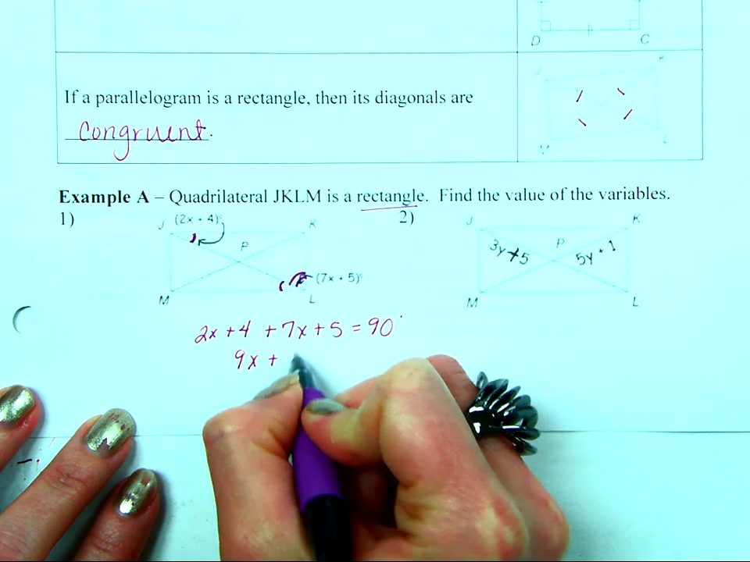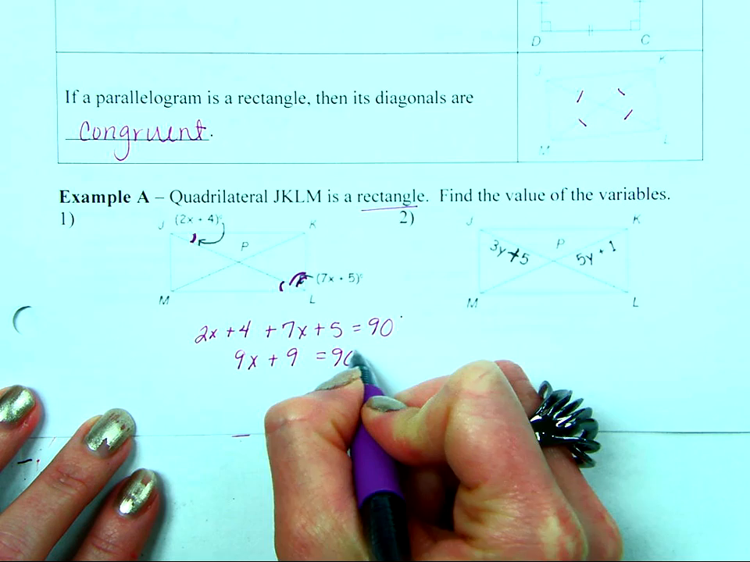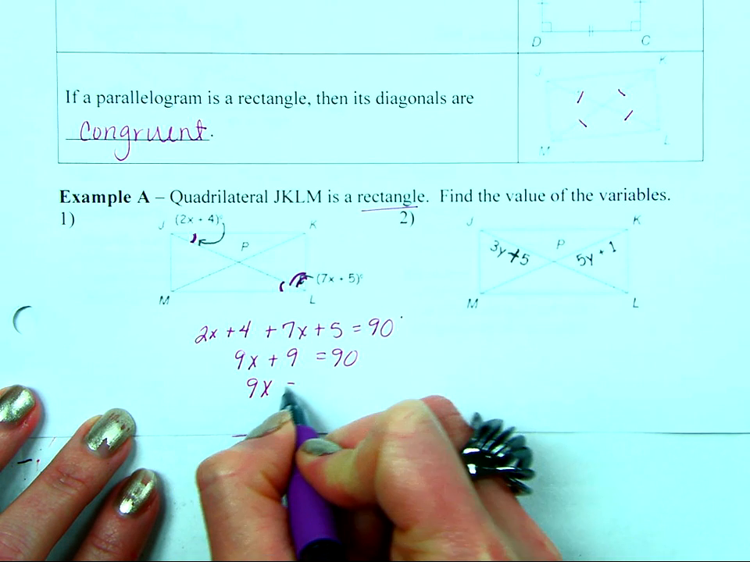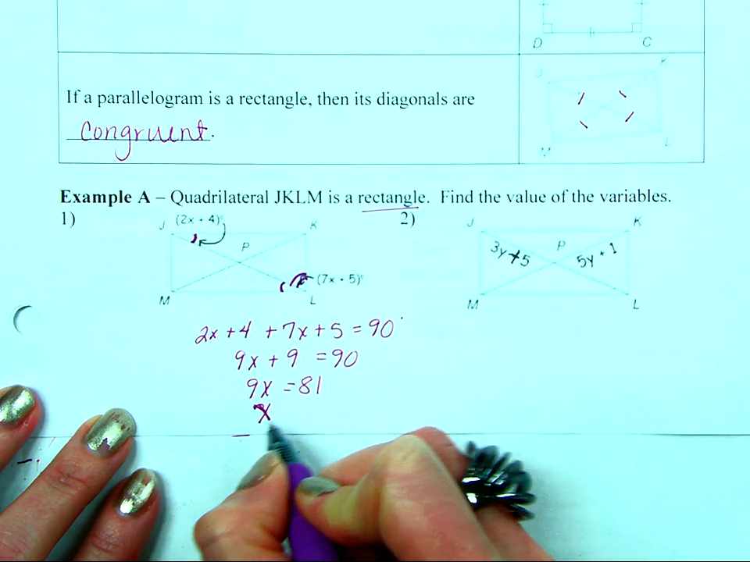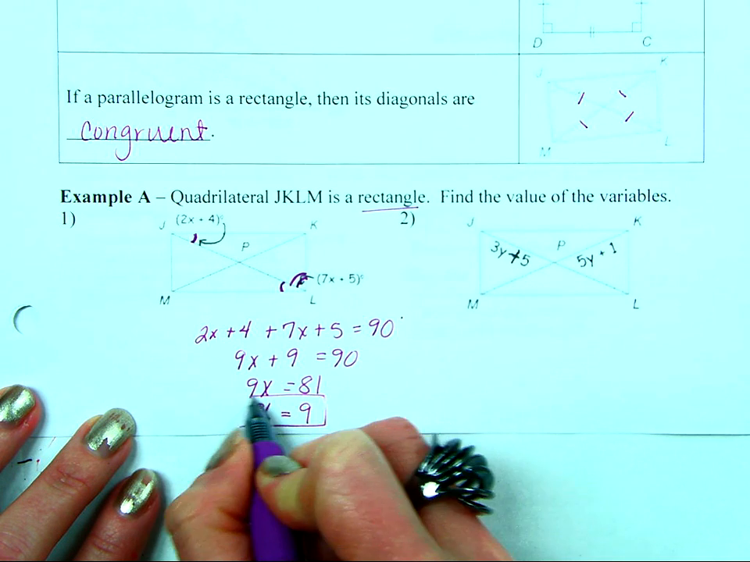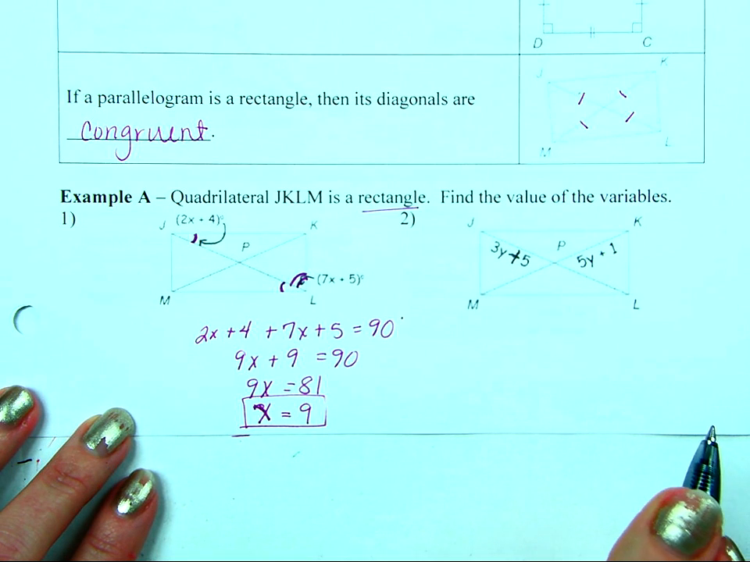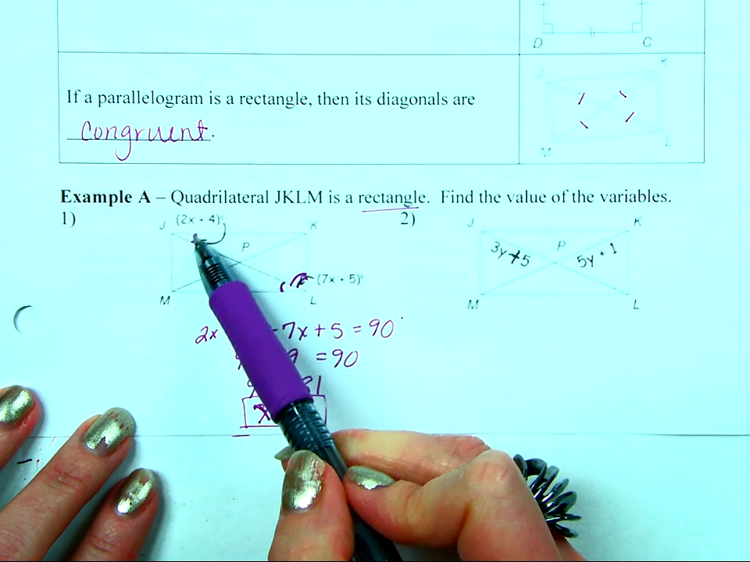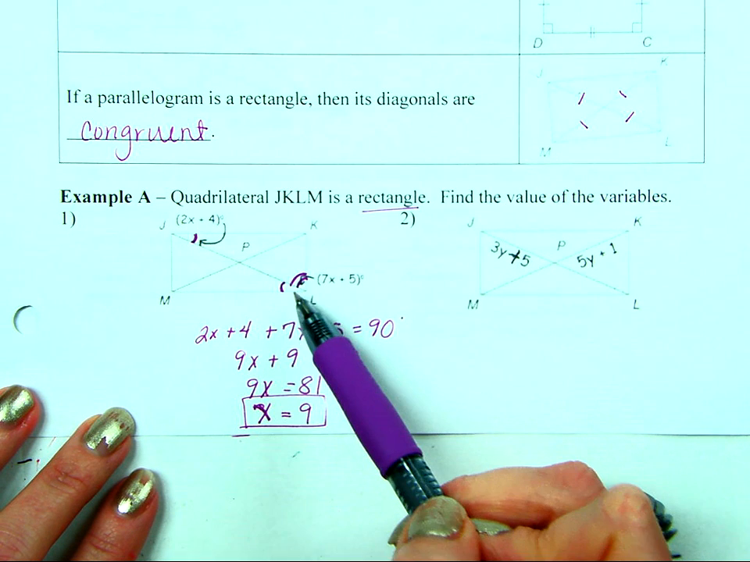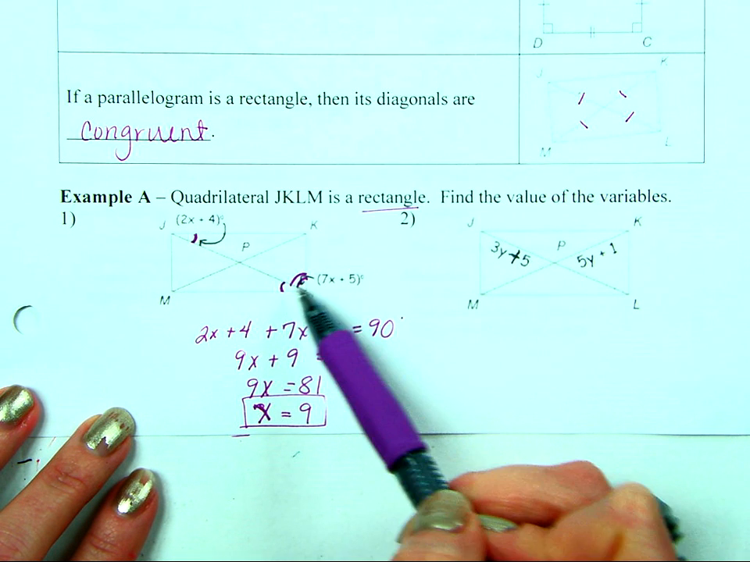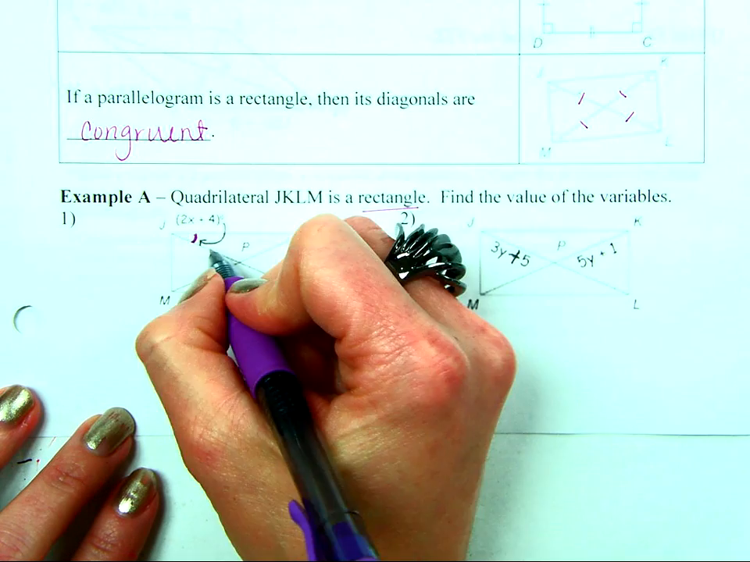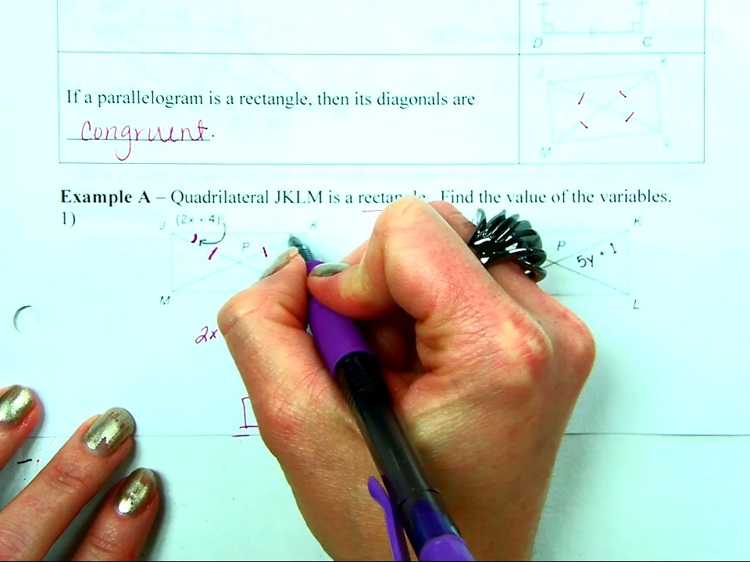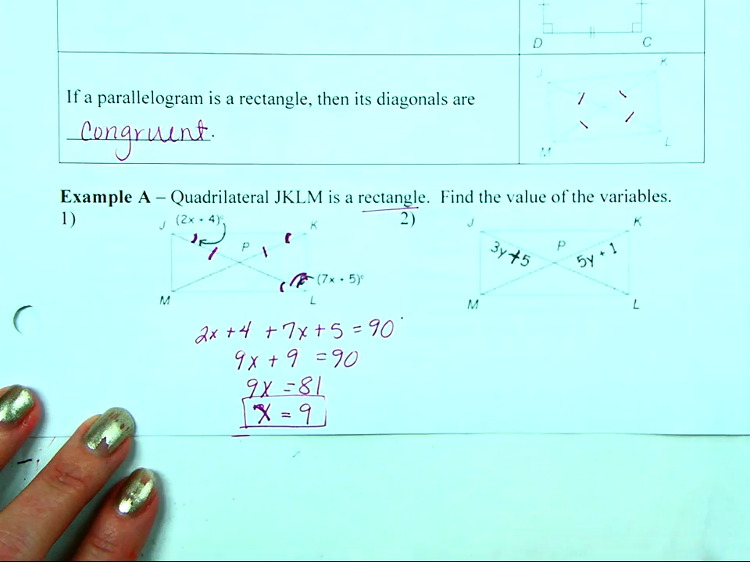Combining like terms, solving for x. What would that tell me? Well, x is 9, which would make this angle 22 degrees. And we could easily find this by subtracting from 90. I will also point out that because these diagonals are congruent, that angle would be 22 as well. I have an isosceles triangle.